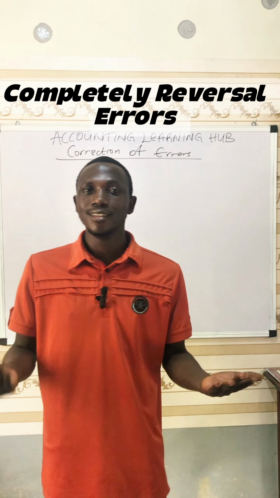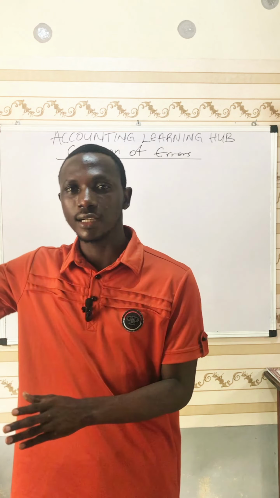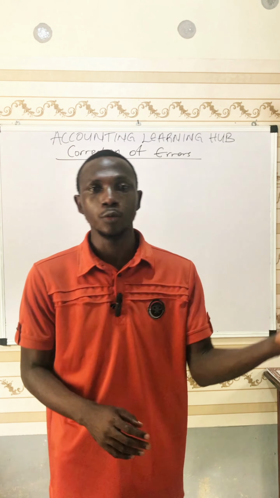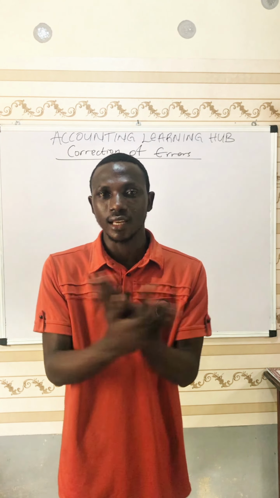In the subsequent class, we'll be explaining these errors better. We also have the complete reversal error. This one is when you post something that is supposed to be on the credit on the debit, and the one that was supposed to be on the debit, you post it on the credit. There was a reversal. That is a complete reversal error.